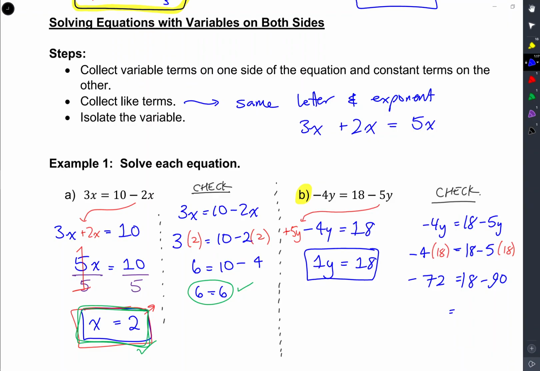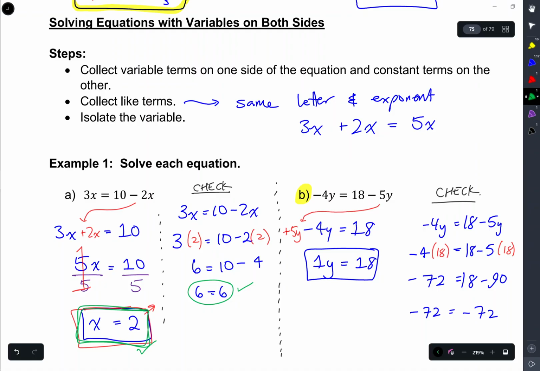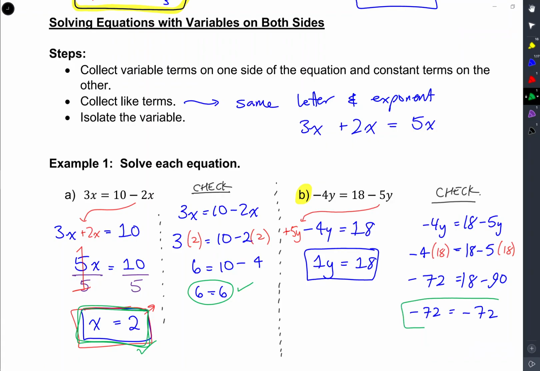Now on the left, negative 72. On the right, 18 minus 90. Again, I want to take a mental guess. That looks like 72 or negative 72, and I want to double check with my calculator, and sure enough it is. So that part is true, and what that really confirms for us is that y equals 18. That solution is true.